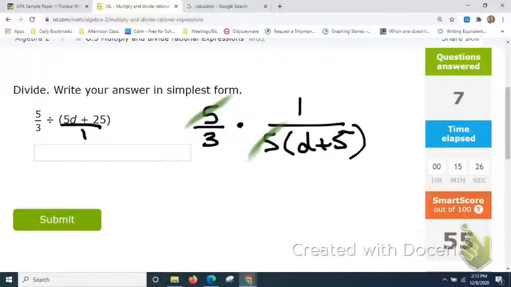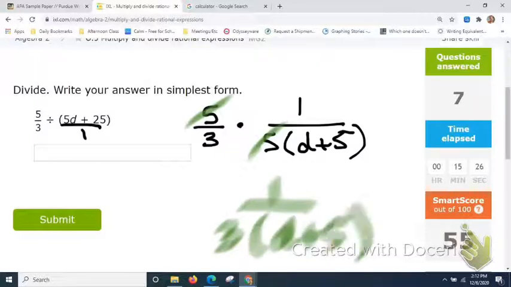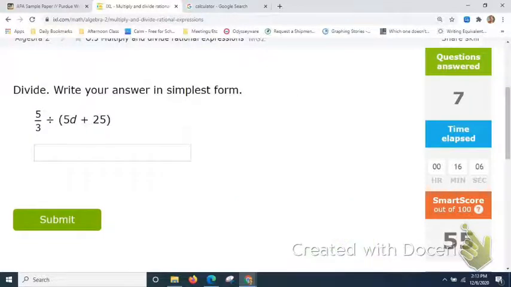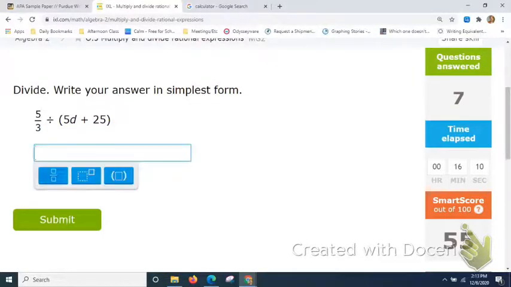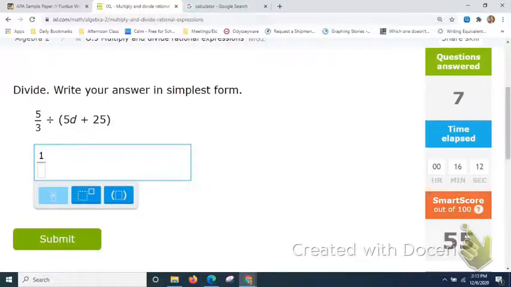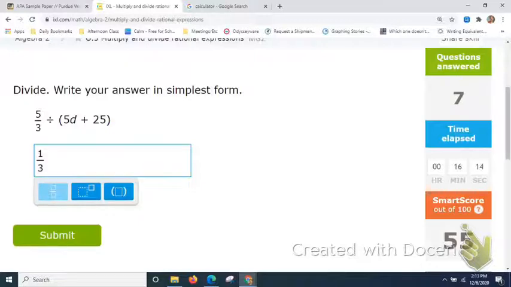So 1 over 3d plus 5. If you want to type 3d plus 15, that's okay. So 1 on the top, 3, I can type 3 parentheses d plus 5, or I could have typed 3d plus 15.